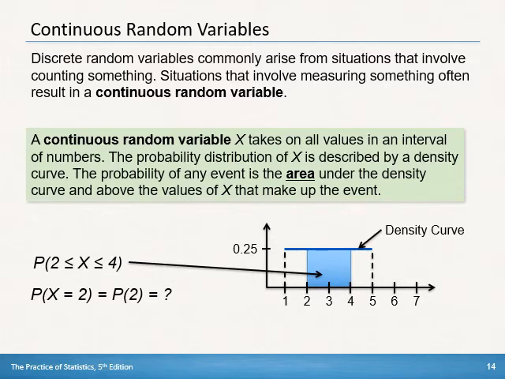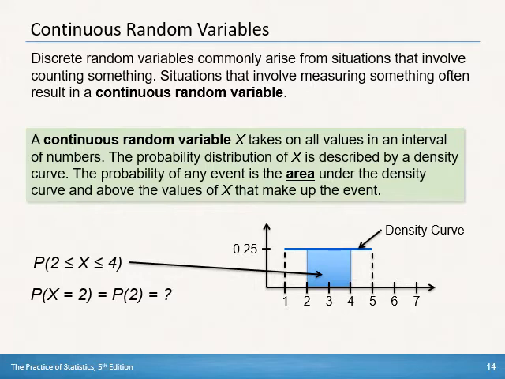Now, what's the probability that I would randomly pick an X value of 2? Just like we saw with density curves before, the probability of a particular value is always going to be 0 because there's no area associated with that. All right, so the vertical line right above 2, lines don't have any thickness.